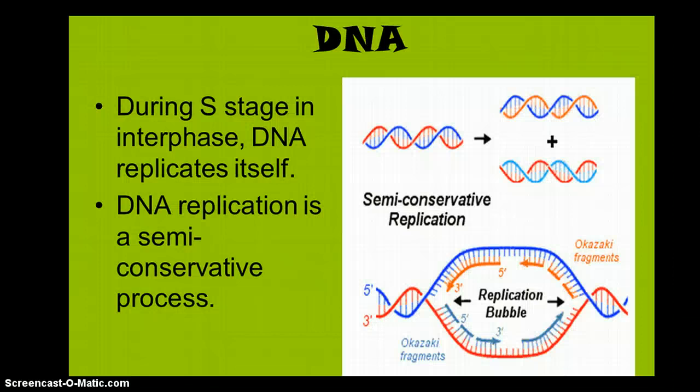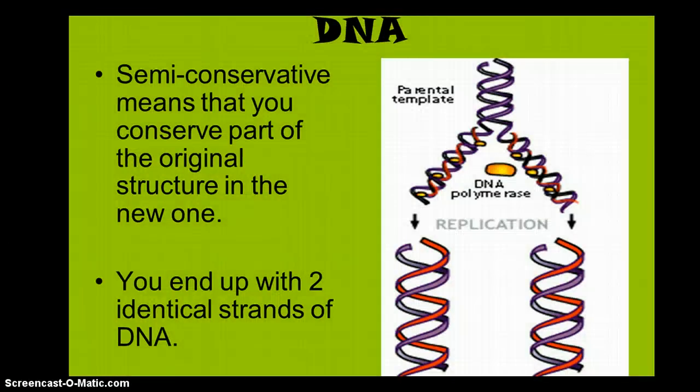During S phase of interphase, DNA replicates itself. DNA replication is a semi-conservative process. Up until this point, you should have already gone over what the semi-conservative process means, and also that DNA is actually copied during that S phase of interphase. All we mean by semi-conservative is that you conserve a part of the original structure in the new one. You end up with two identical strands of DNA.